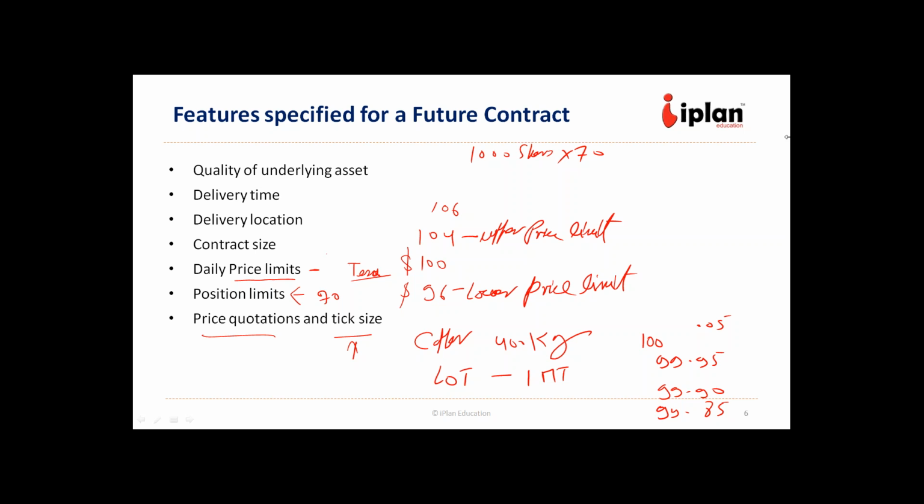So as I was telling you, the tick size is basically the minimum price change. If price goes up or price goes down, it will move by that amount. If the tick size is 5 paisa, it will change by a minimum of 5 paisa.